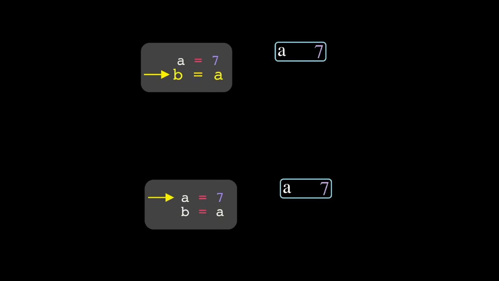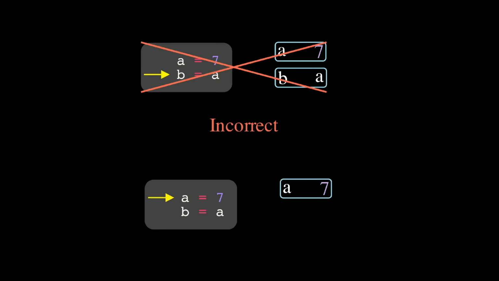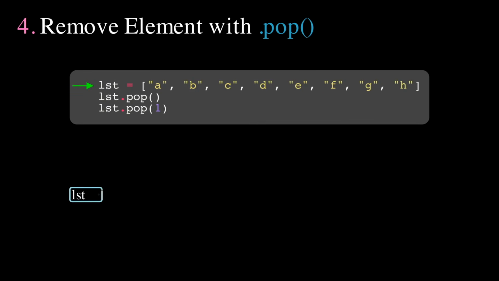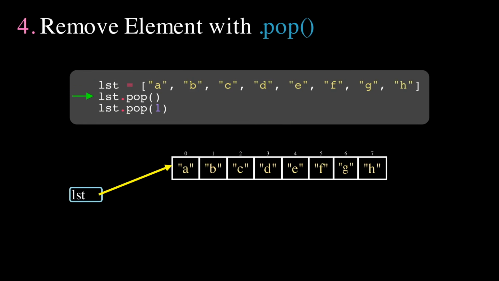So yeah, if this feels like deja vu, it's because we really emphasized this concept back in chapter 2. When we want to remove an element, we use the pop method. By default, pop removes the last element from a list. We can also give it an index, and that particular index element will be removed.